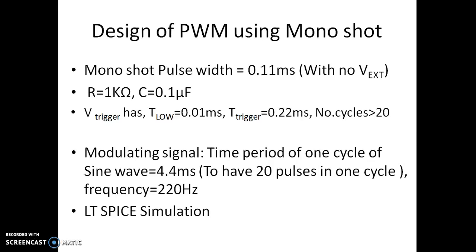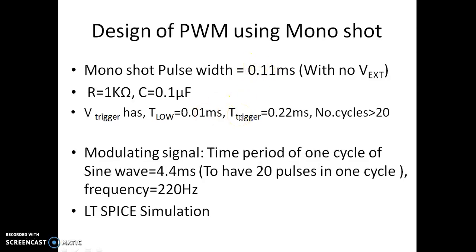Now in order to make the monoshot work, we are supposed to have a trigger signal. We have studied in the previous videos that a trigger signal has to satisfy some criteria. One of the criteria is that the trigger signal voltage should be less than 1/3 VCC, or less than VTL, in order to push the monoshot into the quasi-stable state. That is in terms of voltage. In terms of timing, the low time of the trigger should be less than the pulse width. Since we have taken the pulse width as 0.11 millisecond, let the time during which the trigger signal is low be 0.01 millisecond, maybe 10% of the pulse width.